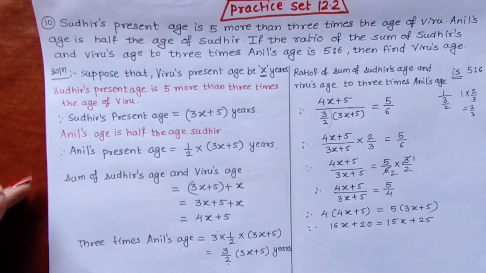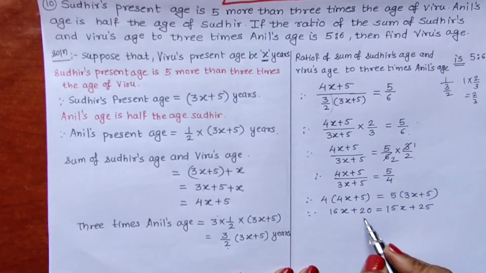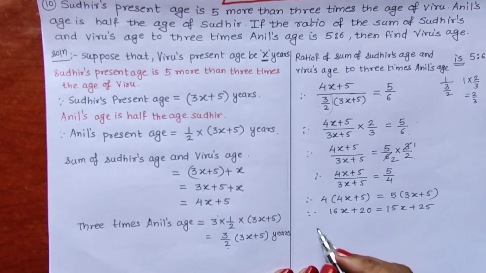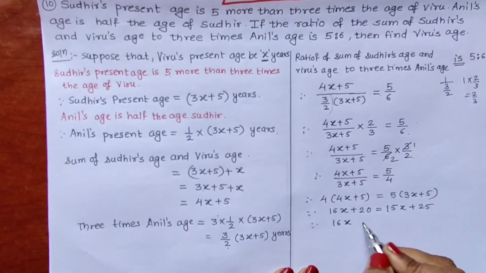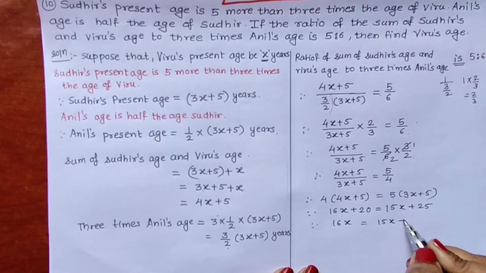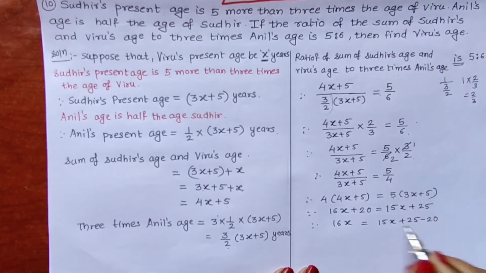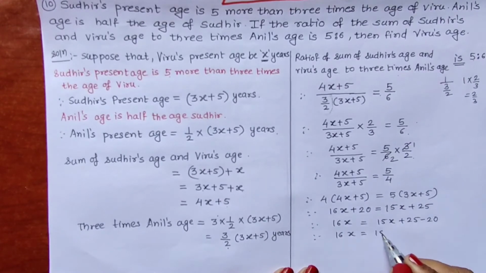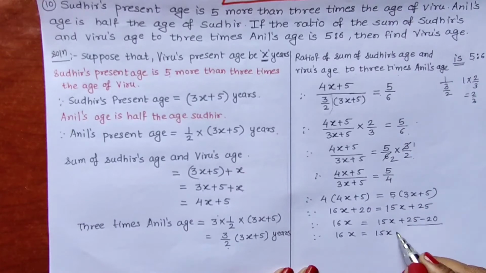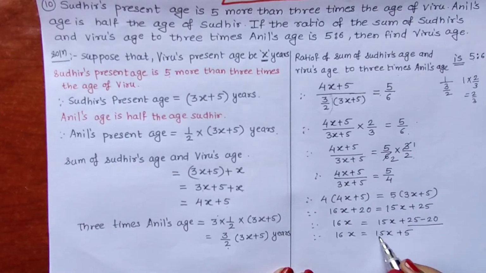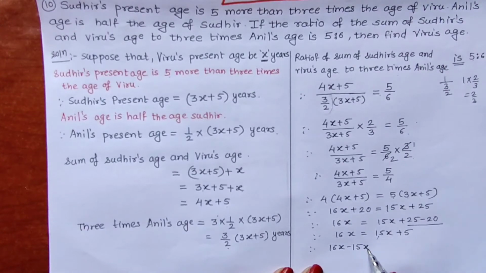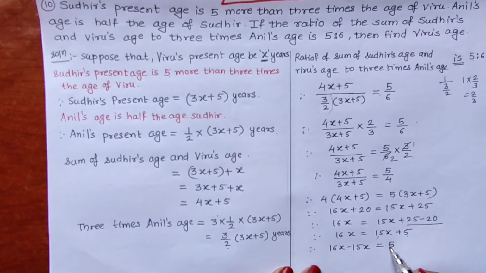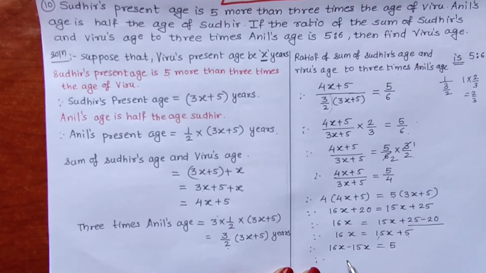Now one by one we keep on transferring the terms. First we will transfer plus 20 on left hand side. 16x is equal to 15x plus 25 minus 20. Plus 20 will become minus 20. Therefore 16x is equal to 15x, 25 minus 20 will be plus 5. Now transfer this 15x on left hand side. It becomes 16x minus 15x is equal to this plus 5. As it is, we have to write. 16x minus 15x will be x only. x is equal to 5.